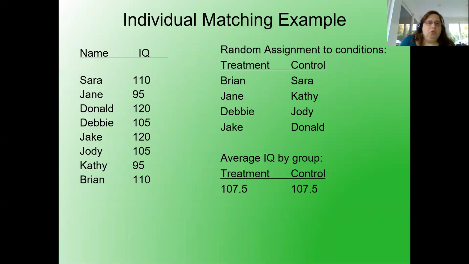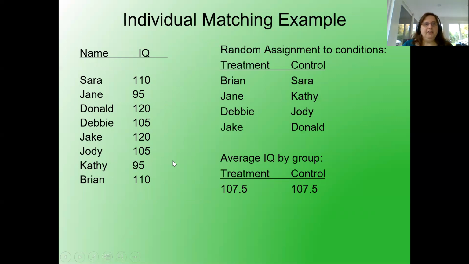So here's an individual matching example. And this time we're very interested in matching on IQ. I think this is critical in this study to match on IQ. So we have all these people who we've assessed their IQ. And what we do is we look at these and we see, oh, great, Sarah and Brian have the same IQ of 110. Isn't that wonderful? We'll randomly assign them, one to the treatment group and one to the control group.